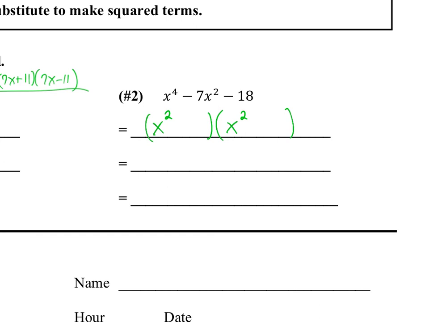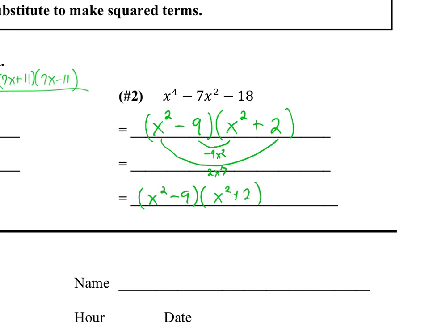All right, now we need factors of negative 18 that add to negative 7. Well, that's going to be negative 9 and positive 2. If you multiply these, you get negative 9x squared. Multiply these, you get 2x squared, which gives negative 7x squared. This is going to factor, so we have x squared minus 9 times x squared plus 2.